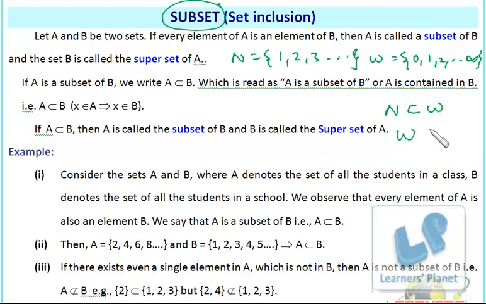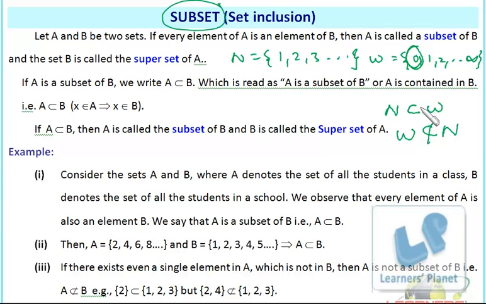But W is not a subset of N. Why? Because there is an element in W which is not there in N. We have one element 0 which is there in W and it is not there in the set of natural numbers. So N is a subset of W but W is not a subset of N. Okay, and here we can say W is a superset of N.